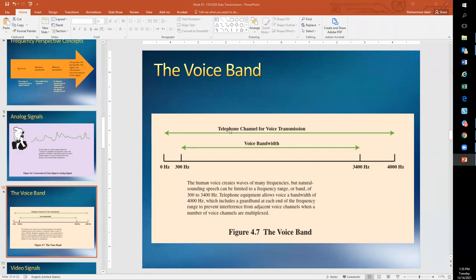Now, the human voice frequency is from 300 hertz to 3,400 hertz, or 3.4K. But for the telephony system, we give a channel of 4K.